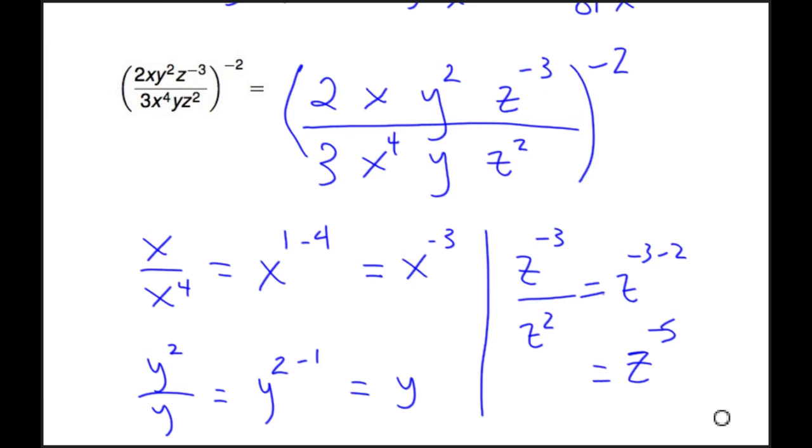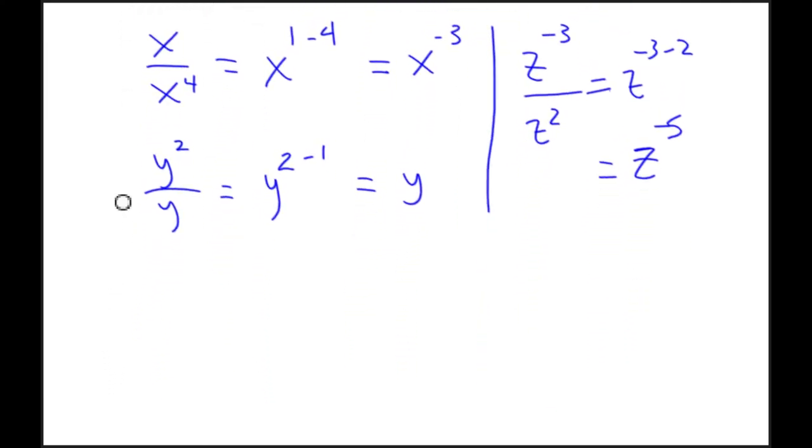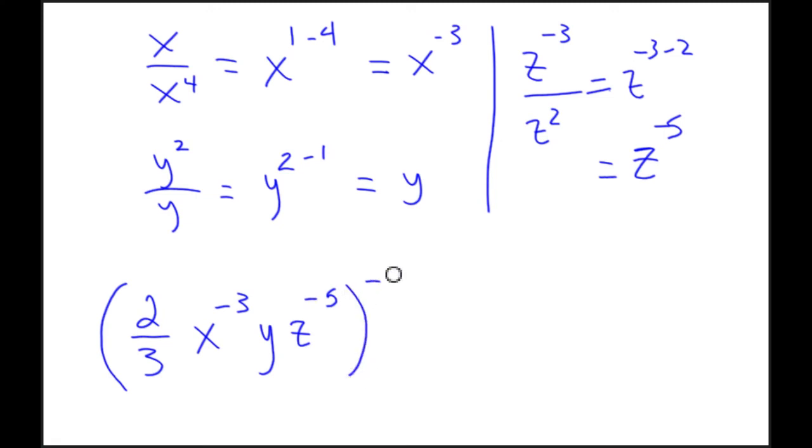So what we have here is really our original expression: 2/3 times x to the negative 3 times y times z to the negative 5th, and all of that is being raised to the negative 2nd power. So already things are looking a lot simpler. Now what we're going to do is apply this exponent on the outside to each of these terms on the inside. This is one of our rules that we've talked about before.